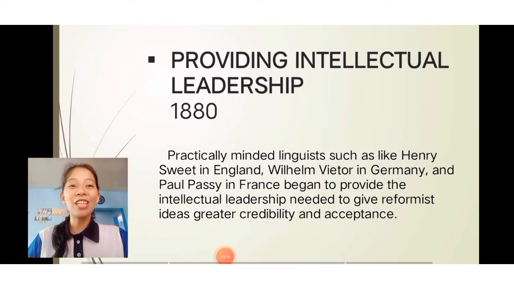Providing intellectual leadership, 1880. Practically minded linguists such as Henry Sweet in England, Wilhelm Viëtor in Germany, and Paul Passy in France began to provide the intellectual leadership needed to give reformist ideas greater credibility and acceptance.